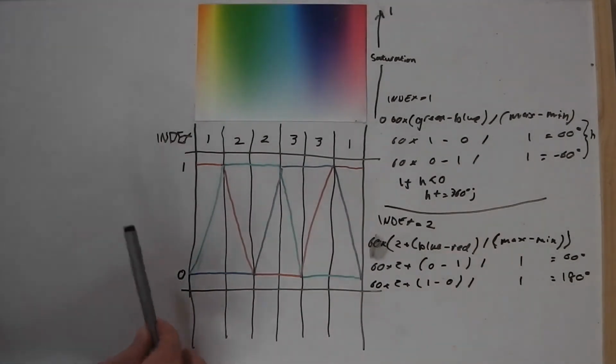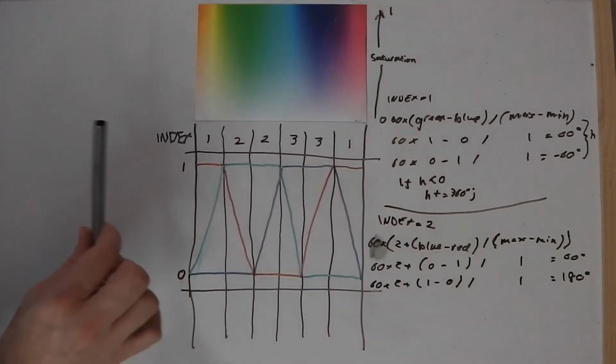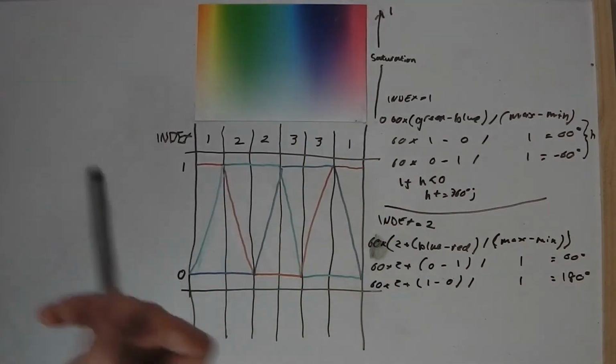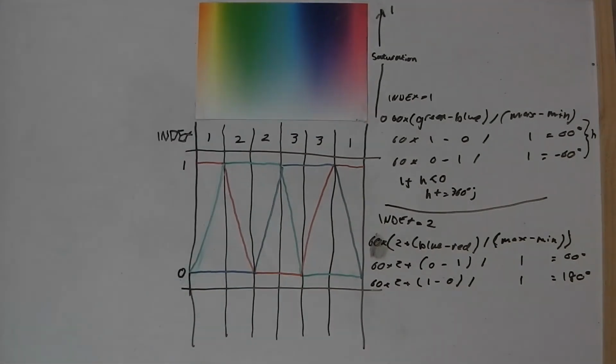This is how, given a particular value of R, G and B, we can calculate the value of H for our hue. And now we need to move on to actually calculate the values for the saturation and the value, the S and the V components of HSV. Okay, so once we've calculated the hue, we need to calculate the values for the saturation and the value, the S and the V components of our HSV color space.